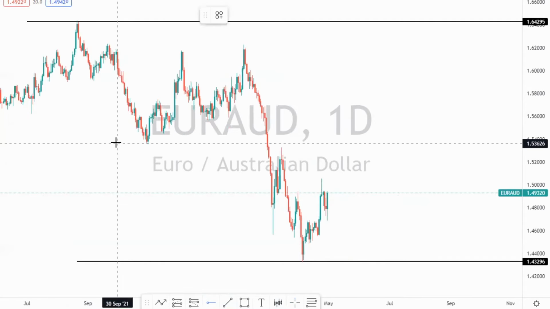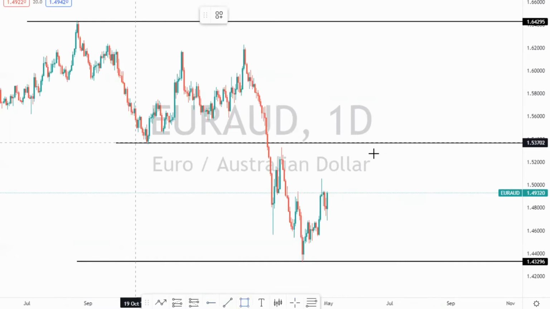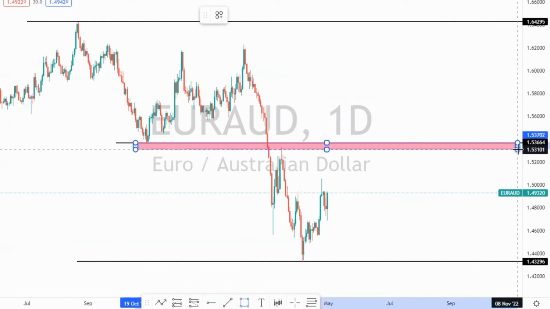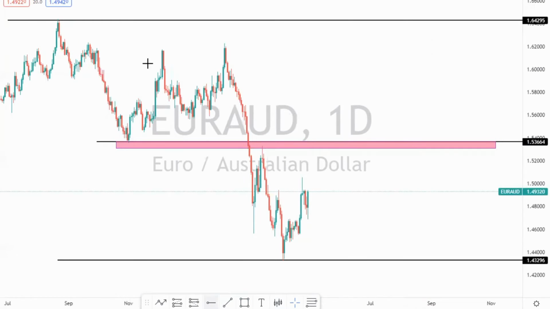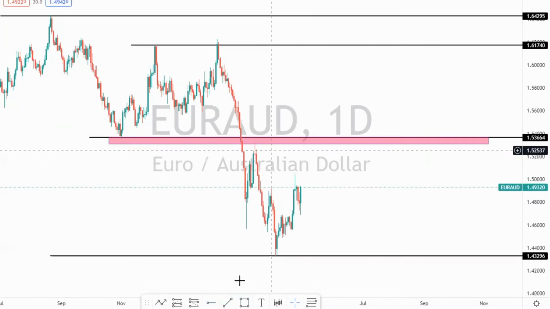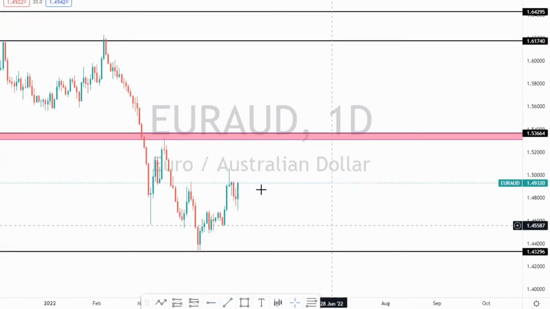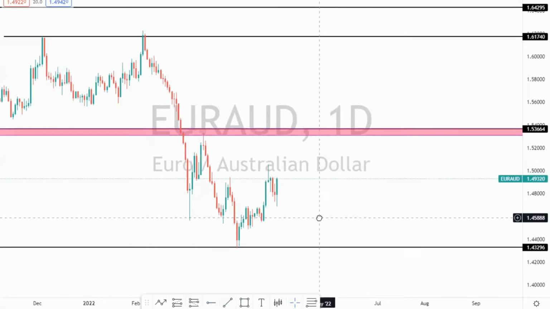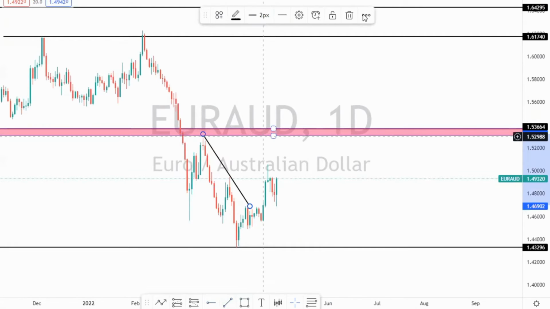I can also see that the market rejected here. I can also use my rectangle. I can also see that we rejected here. One thing that I noticed is that on our support we had a type of reversal pattern. So this was my reversal pattern.